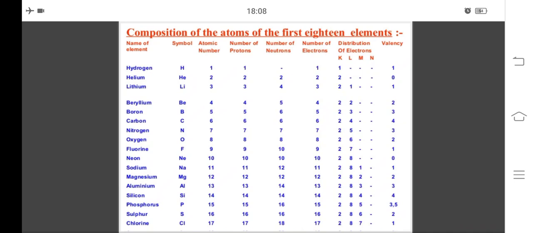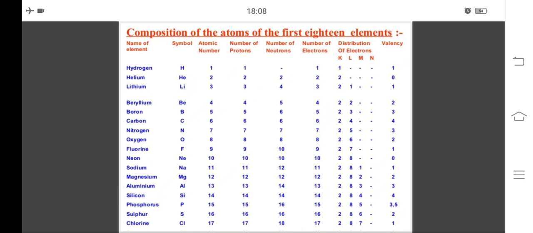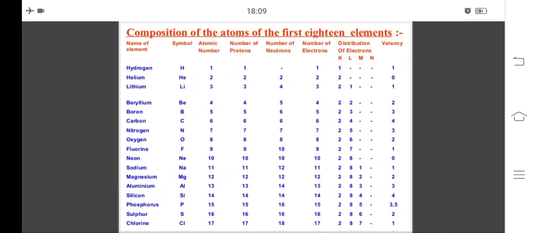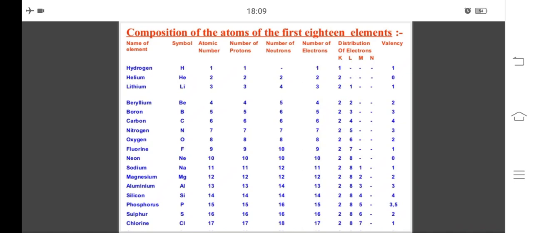Now if we talk about the next element, that is lithium. Lithium has an atomic number of 3 and it has 3 protons and 3 electrons, but the number of neutrons is 4. Now it has 3 electrons, so these 3 electrons will be distributed in K and L shell. K shell will have 2 electrons and L shell will have 1 electron, because the capacity of the K shell, as I told you before, is 2 only. तो उसके बाद जो next electron है वो next shell में जाएगा. So now the electron has moved into L shell.